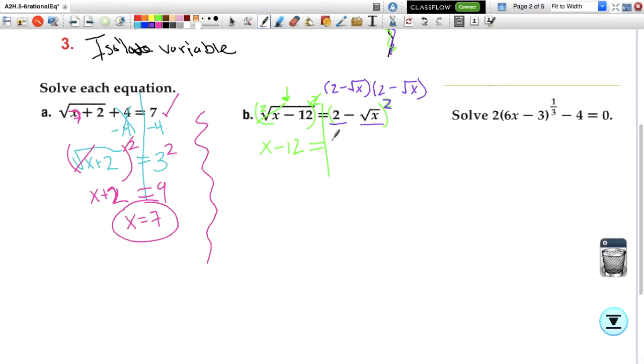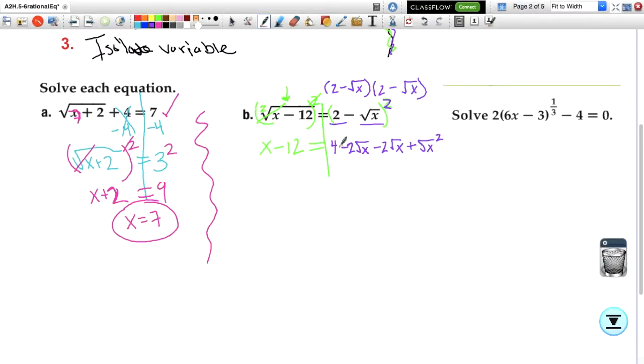So 2 times 2 gives us 4. 2 times negative 1 square root of x. I do my constants. 2 times negative 1 is negative 2. And then I'm going to treat square root of x like its own little variable. It just stays square root of x. Then I have this negative square root of x times 2, which gives me another negative 2 square root of x. And then lastly, I have a negative times a negative, which will be a positive. And then I have square root of x times square root of x. So I could say I have square root of x squared, right? I have a square root of x times itself.